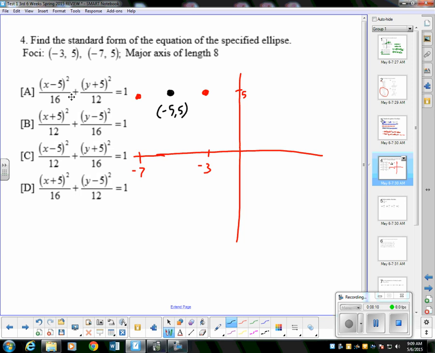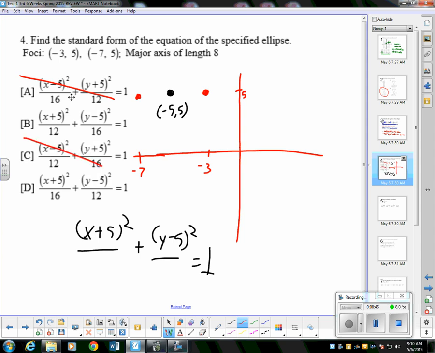Okay, so unfortunately that might rule out some stuff. I know I have a horizontal major axis. I know I'm at negative 5, 5. So I know that I should have x plus 5 squared over something plus y minus 5 squared over something. It should all equal 1, and it does. So I want to know, where do I have plus 5 and minus 5? So I have x plus 5. The point is that I can rule out A, and I can rule out C. So now I'm just down to B and D.